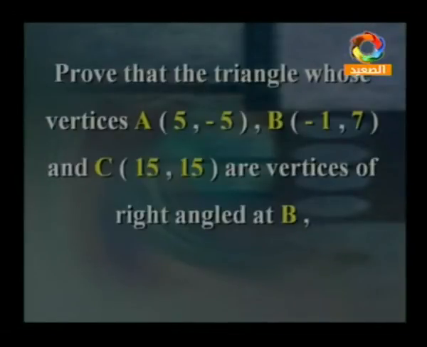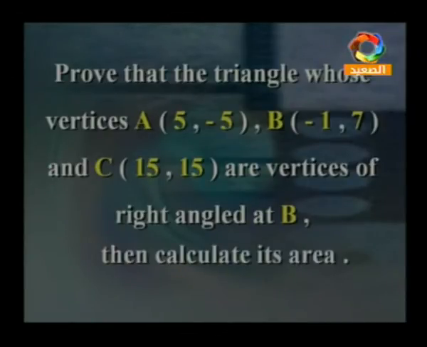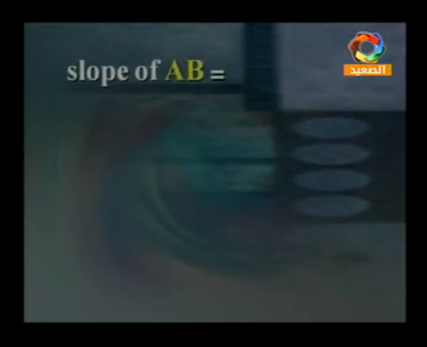Prove that the triangle whose vertices are A (5, negative 5), B (negative 1, 7), and C (15, 15), are vertices of a right angle triangle at B. Then calculate its area. At the very beginning, as the triangle is right angle triangle at B, so AB is perpendicular to BC. Now let us first find the slope of AB.